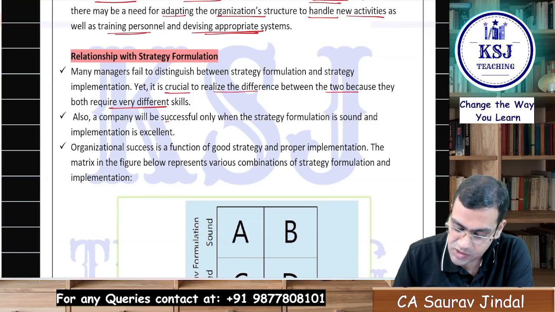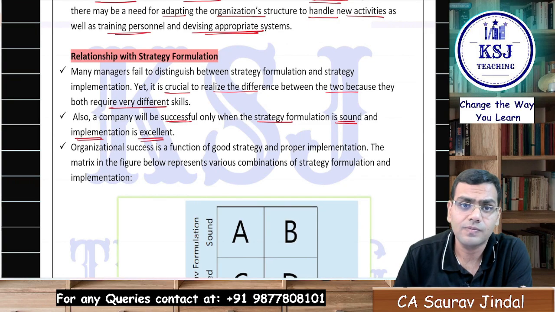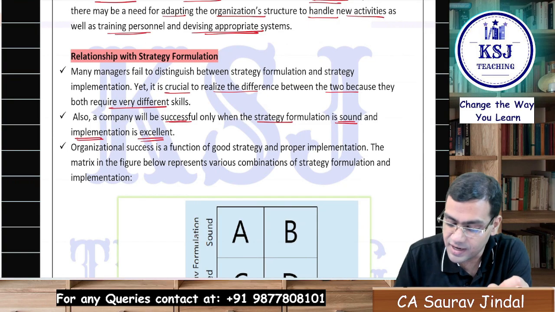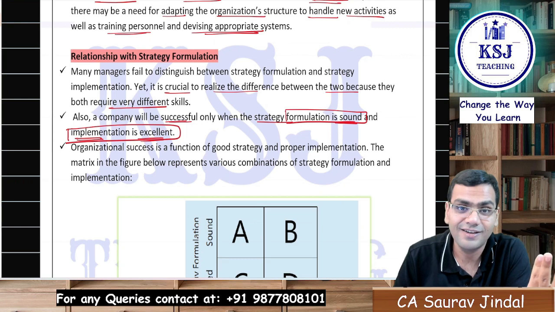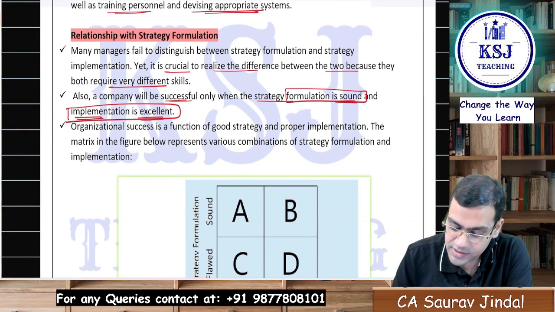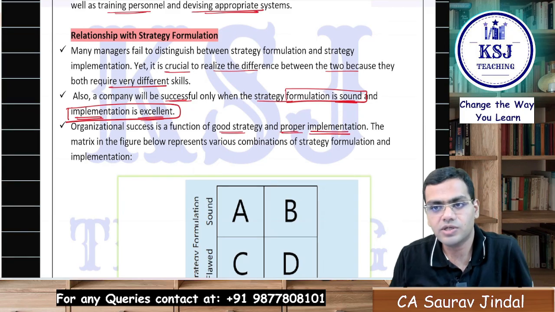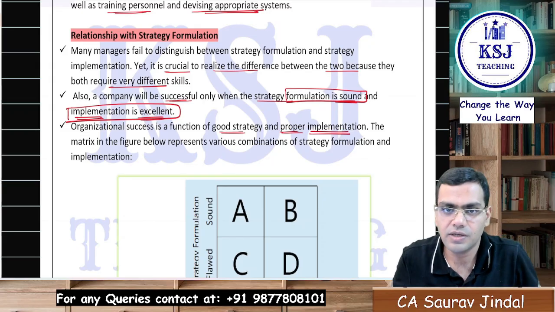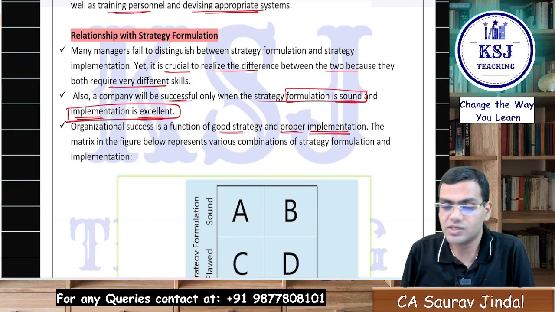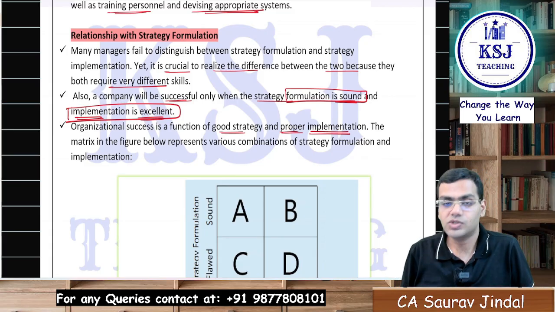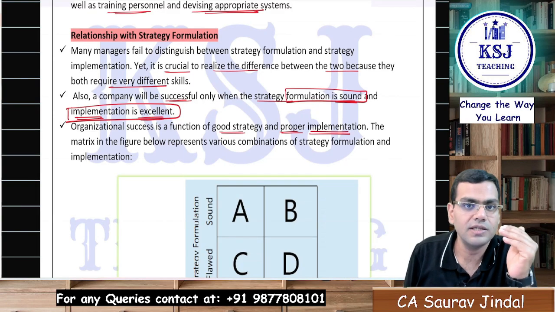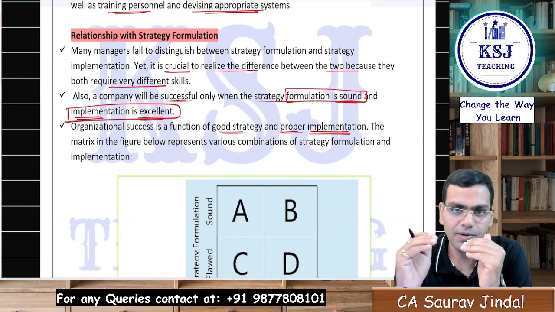A company will be successful only when the strategy formulation is sound and implementation is excellent. Organizational success is a function of good strategy and proper implementation. Having only a good strategy and no proper implementation is not going to give you results. Having a very poor strategy but good implementation, even that is not going to give you results. So it has to be a very good, well-planned strategy along with well-planned implementation.